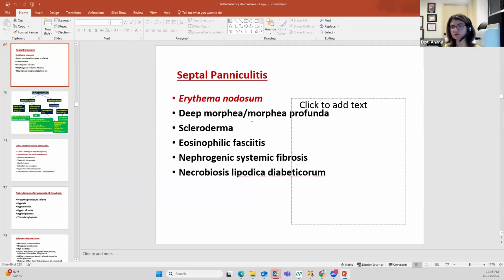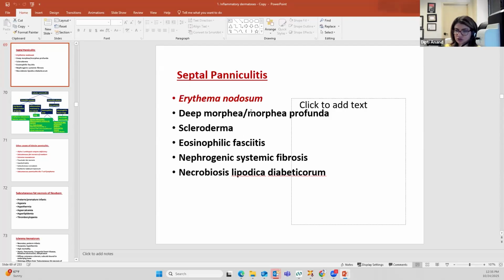Okay, so we'll talk about panniculitis today, septal and lobular. This is how you broadly classify it. Some panniculitis can have overlapping features of both septal and lobular involvement. The septal panniculitis, by definition, if you see a septal panniculitis, you think about erythema nodosum.